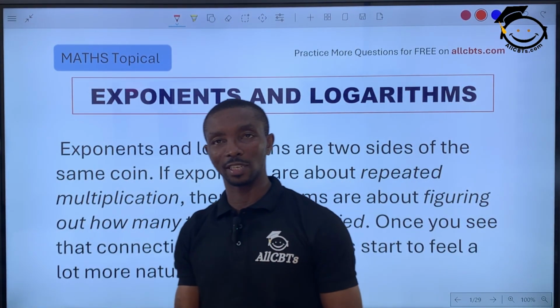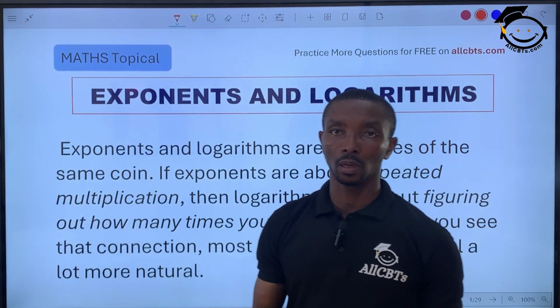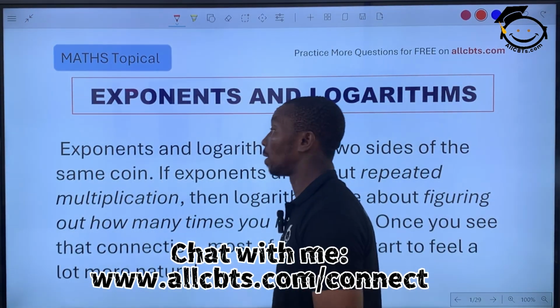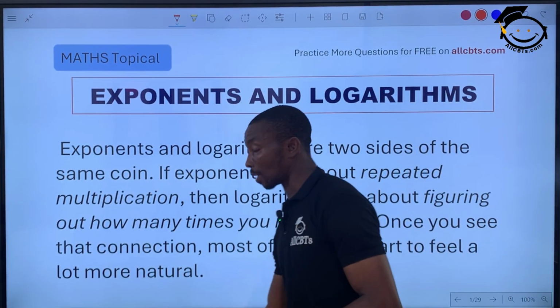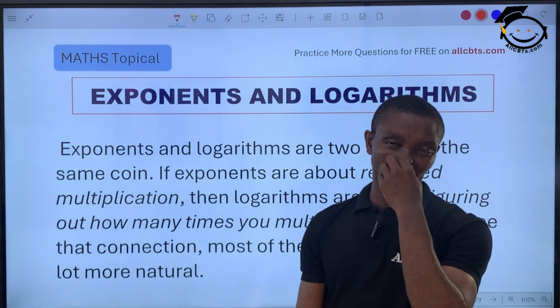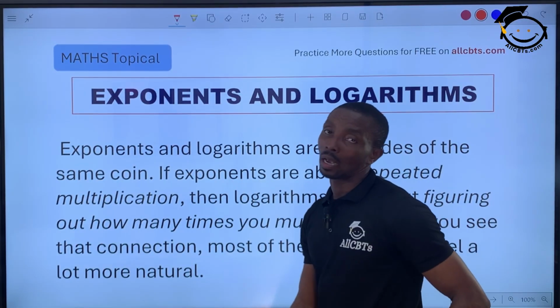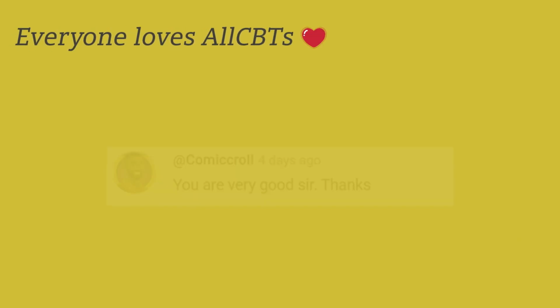Today we'll be looking at a topical topic in our mathematics, and that will be exponents and logarithm. Okay, let's start with what we understand by exponents, what are exponents and what are logarithms.